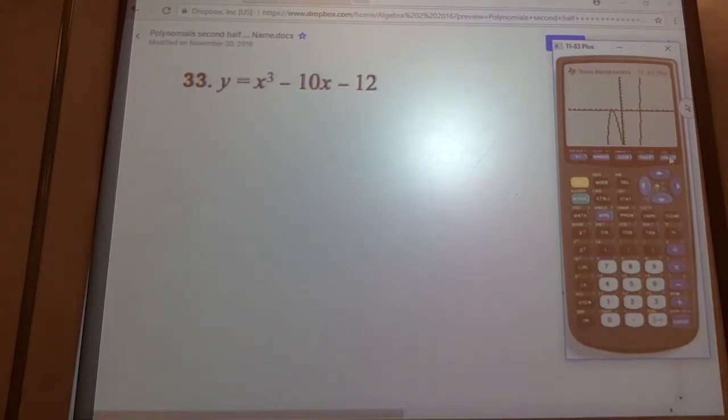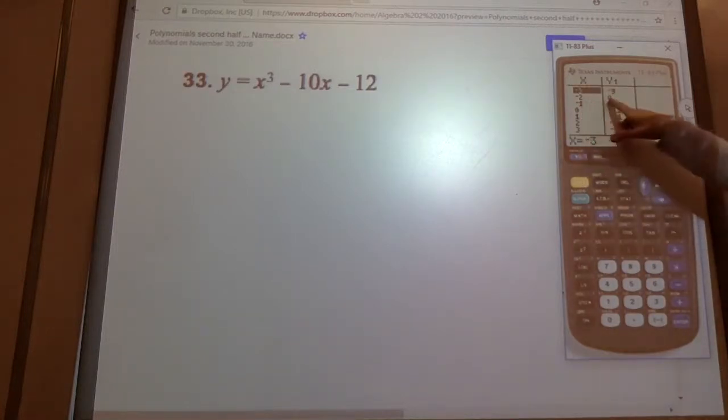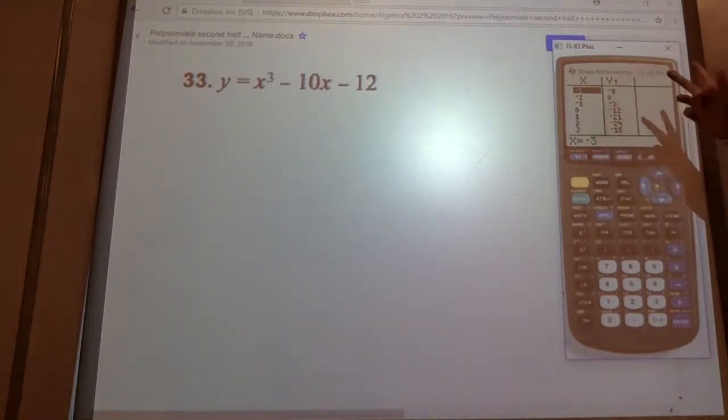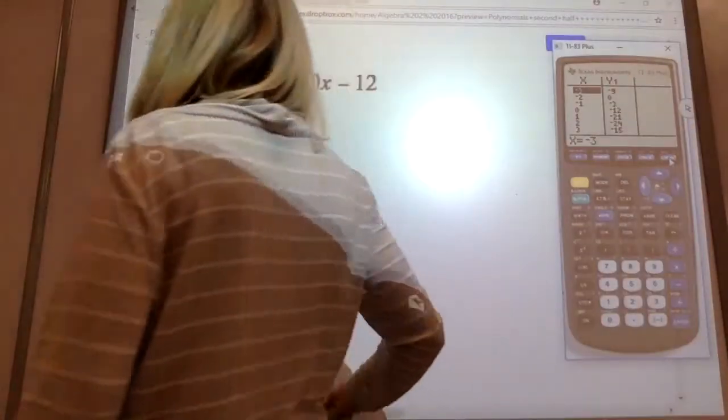Okay. So this one is somewhere between 3 and 4. I don't know. But this one looks like negative 2, right? So if I go to my table and look at negative 2, yep, y is 0. So I know that one for sure. So let's do negative 2.